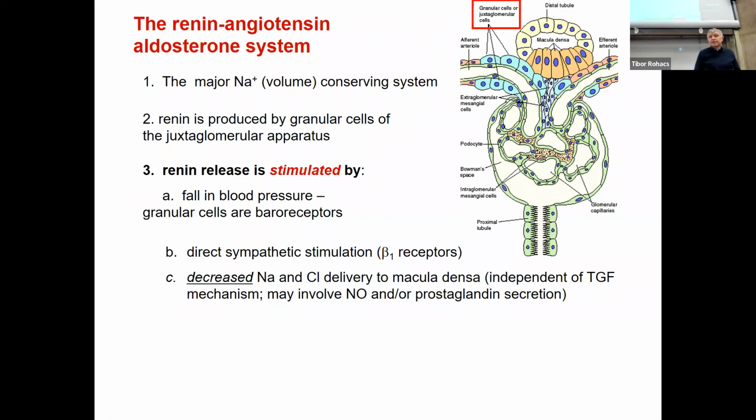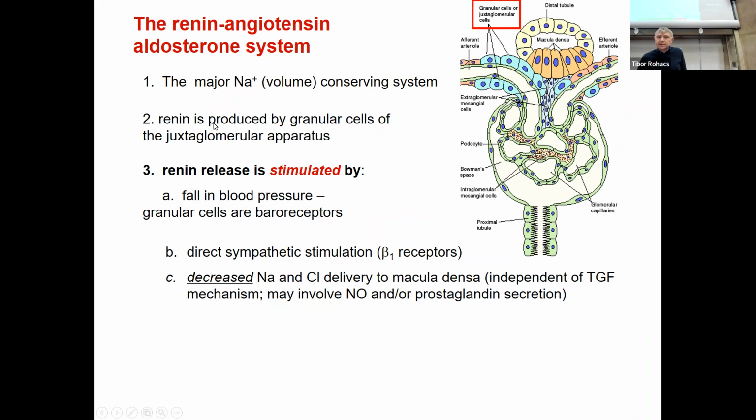So the renin-angiotensin 2 system is the major salt and volume conserving system. If you remember this fact, if you have a question and you don't remember the details, think of the big picture: what is it that will retain sodium? In many cases, you can actually predict what the effect of this system is. So it's good to keep in mind the big picture, that this is the major salt conserving, sodium conserving system.